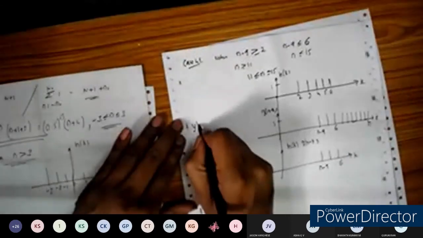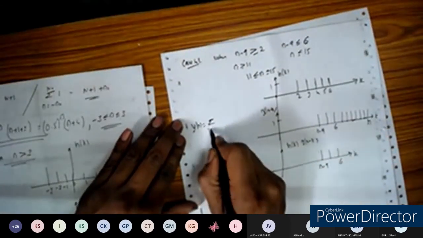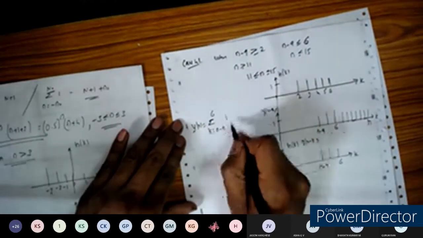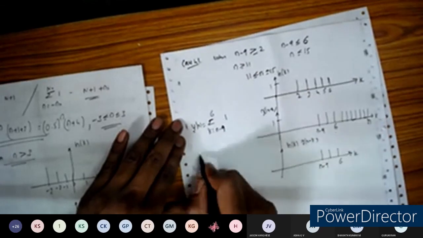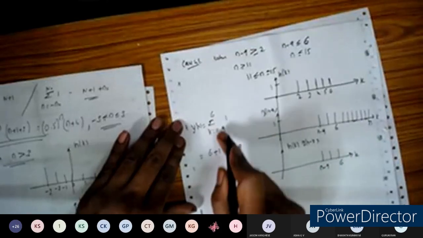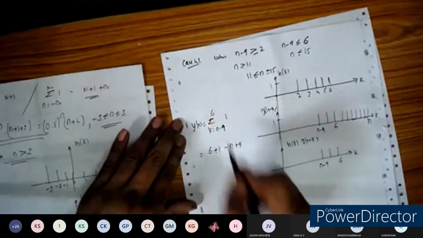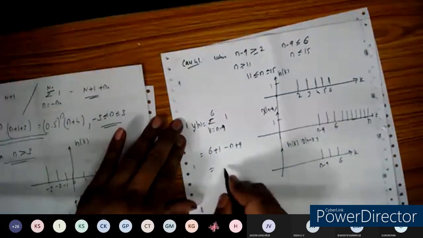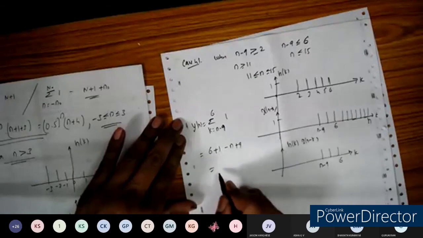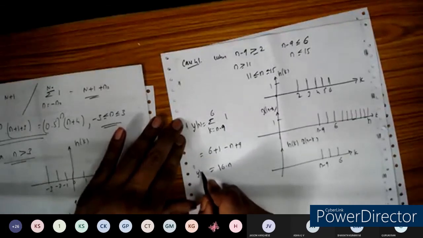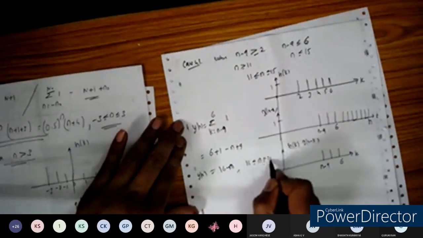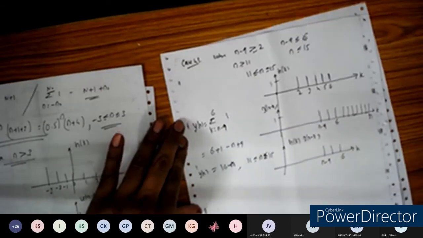So the value of y of n is the summation with k from n minus 9 as the lower limit to 6 as the upper limit, of 1. So this will become 6 plus 1 minus (n minus 9). Already we know the formula: upper limit minus lower limit plus 1. So 6 plus 1 is 7, 7 plus 9 is 16, correct, right? So 16 minus n we will get here. So this is y of n for the case 11 is less than or equal to n is less than or equal to 15 here.